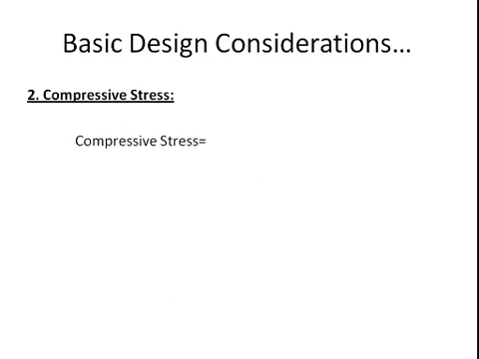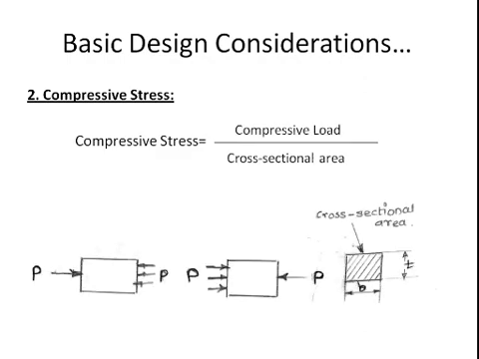Next type of stress is compressive stress. Here, when a component is subjected to a push, that means when the load is acting in the same direction, the type of stress developed in the component is compressive stress. Again, this stress is induced in the cross-sectional area of the component. For a rectangular bar, again it will be width into height or width into thickness of the component. For a cylindrical bar, it will be pi by 4 d square.